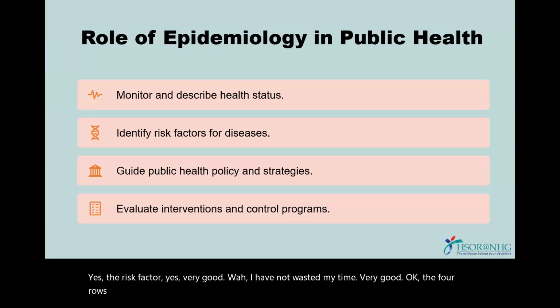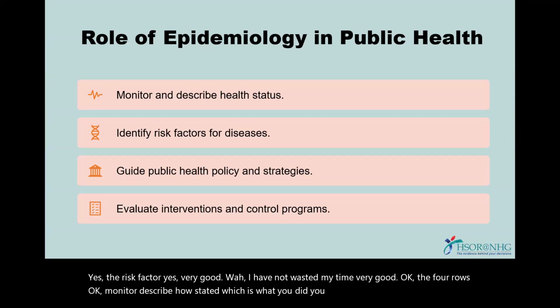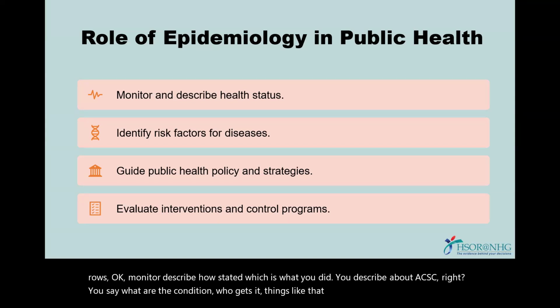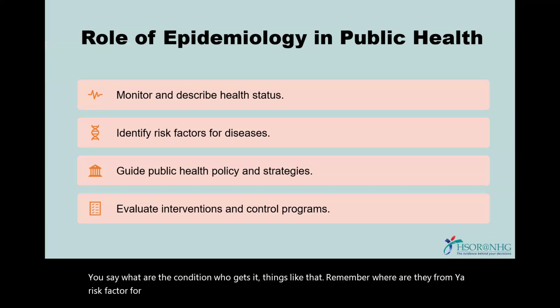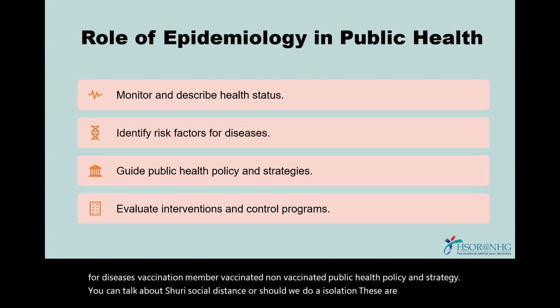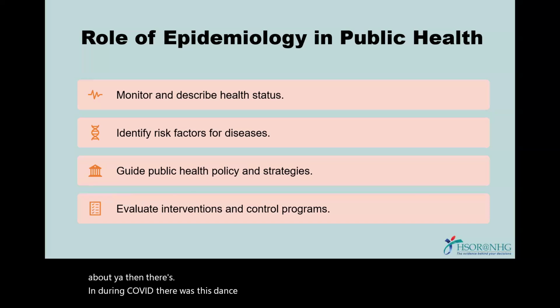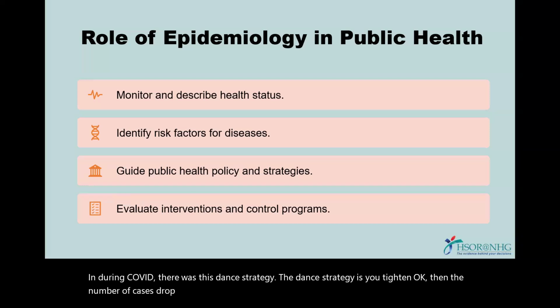Monitor and describe health status, which is what you did. You described ACSC, right? You say what the conditions are, who gets it, where they are from. Risk factors for diseases, vaccination: vaccinated, not vaccinated. Public health policy and strategy: you can talk about whether we should do social distancing or isolation. These are different policies. During COVID there was this dance strategy. You tighten, then the number of cases drops, then you loosen. Whenever cases increase again to a certain level, you tighten again. What does this sound like?